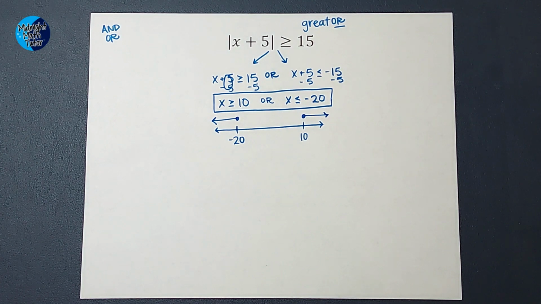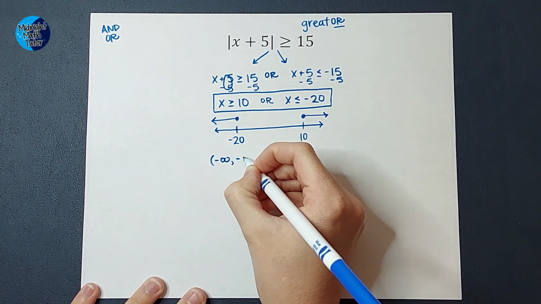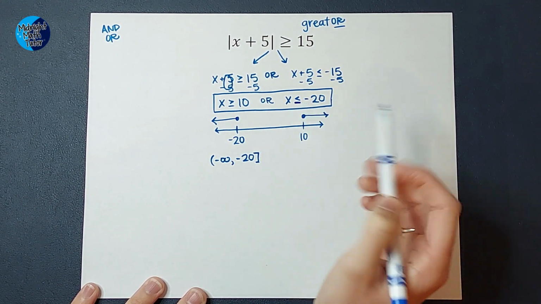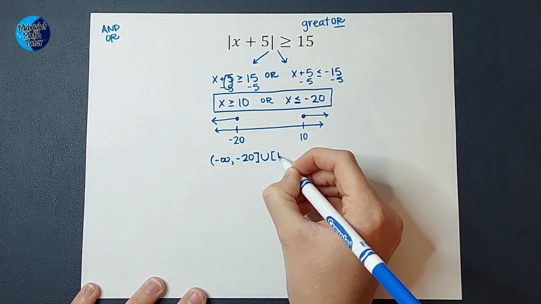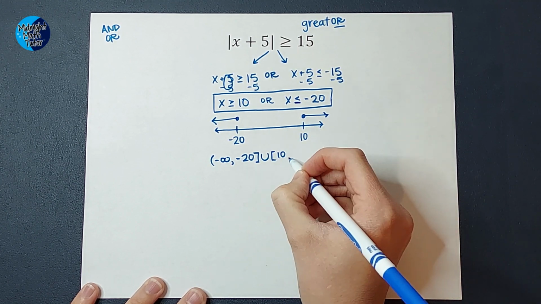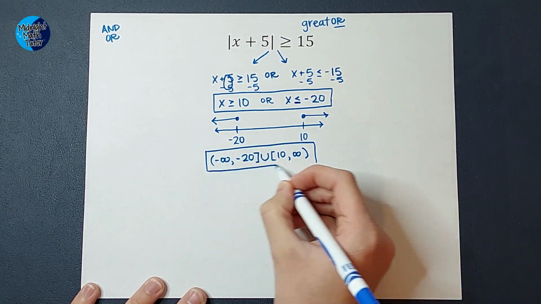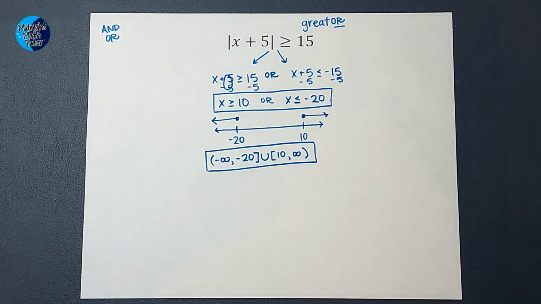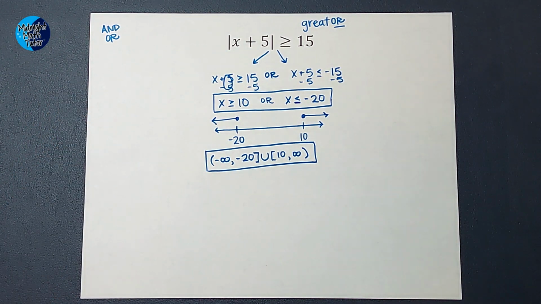If you want to write it in interval notation, we would say parenthesis negative infinity to negative 20, and we use a bracket here because it can be negative 20 because of that or equal to. And this is united with, we can also pick a number from 10, again a bracket because it can be 10, to infinity. These two answers are the same answer, just written in two different forms, inequality form and interval notation form. So just whichever one your teacher wants or whichever one you prefer.